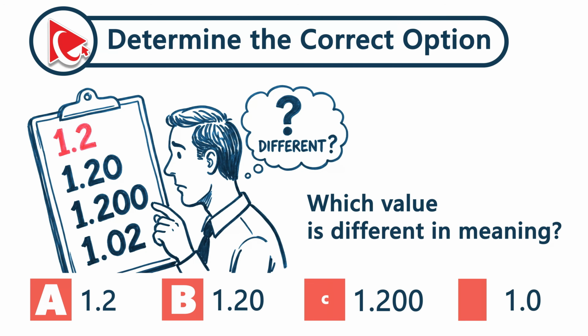A list shows 1.2, 1.20, 1.200, and 1.02. Which value is different in its meaning?